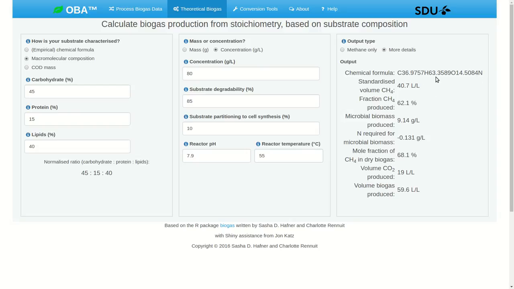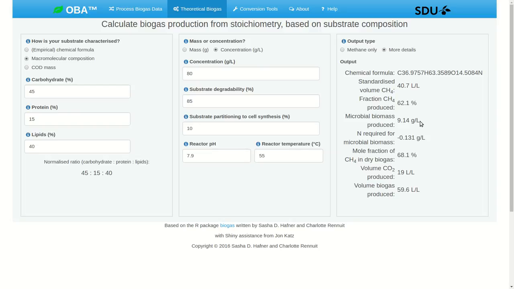We have a chemical formula, which is based on a generic formula for each one of these macromolecular categories. We have a standardized volume of methane of about 41 liters per liter of our feed. The overall microbial reaction results in 62% methane, but that's not what we see in the biogas. What we see in the biogas would be around 68% methane, and that's based on a pH of 7.9 and temperature of 55.